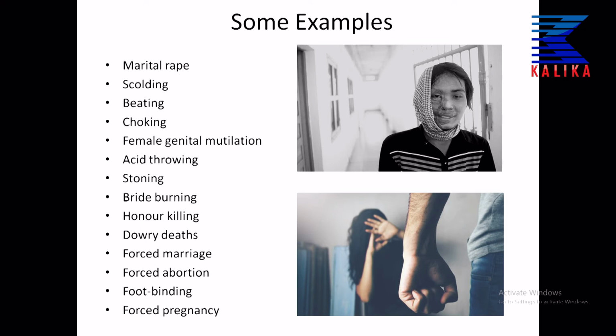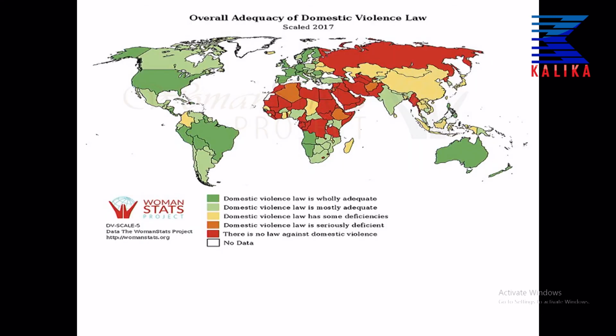Foot binding is a culture mostly in China. Females are victims of this violence in the family because small feet are preferred in the society. Small feet are said to be beautiful. So, by force, foot binding is done by the family members, and it is really terrible, really painful and inhuman. And forced pregnancy without consent, making somebody pregnant, maybe in the family, without the consent of the wife.